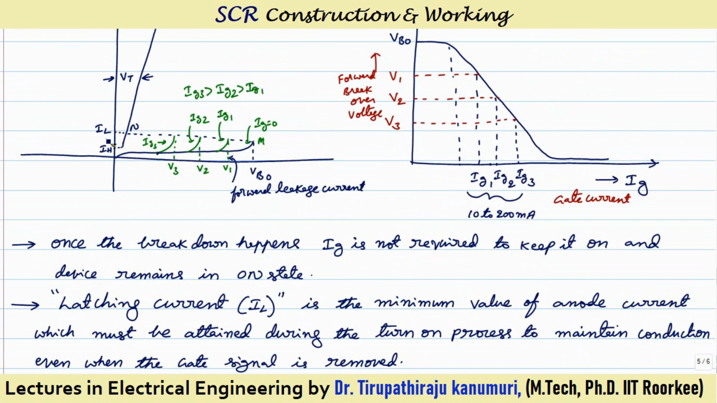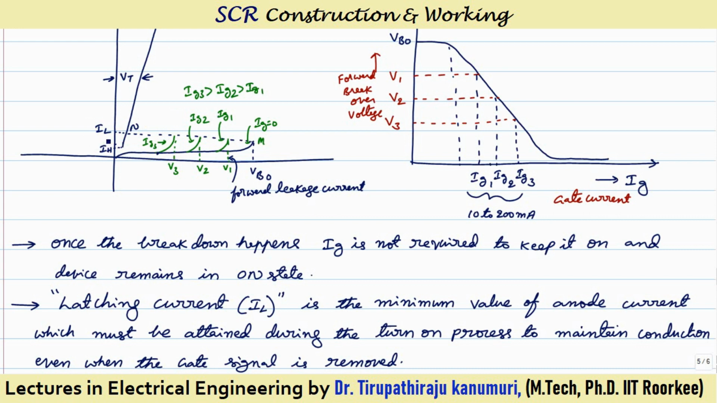It will take some time to reach from this current to the latching current. So at least your gate pulse should have this much duration, which is required for the current to rise from the leakage current to the latching current. If you remove your gate pulse before it reaches the latching current, there is a chance that your SCR may not turn on. I am repeating once again, it takes some time for the current to reach from the leakage current value to the latching current value. Once it reaches the latching current, it will reach this on state characteristic. Then the thyristor will continue to be on even if you remove your gate pulse. But if you remove the gate pulse before it reaches the value of IL, there is a chance that your thyristor may fail to turn on.